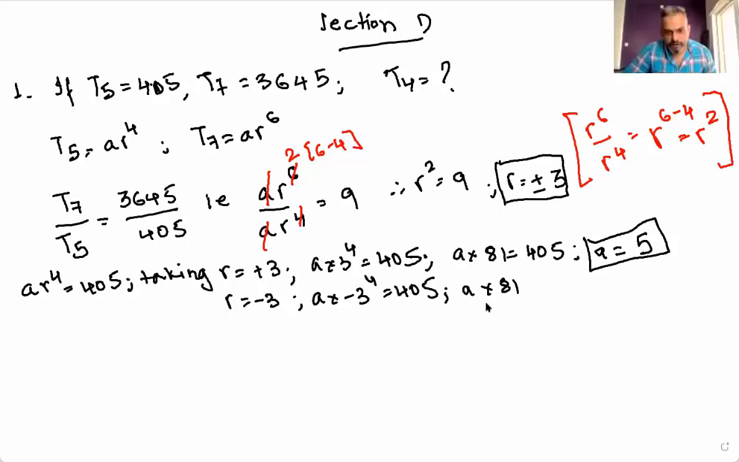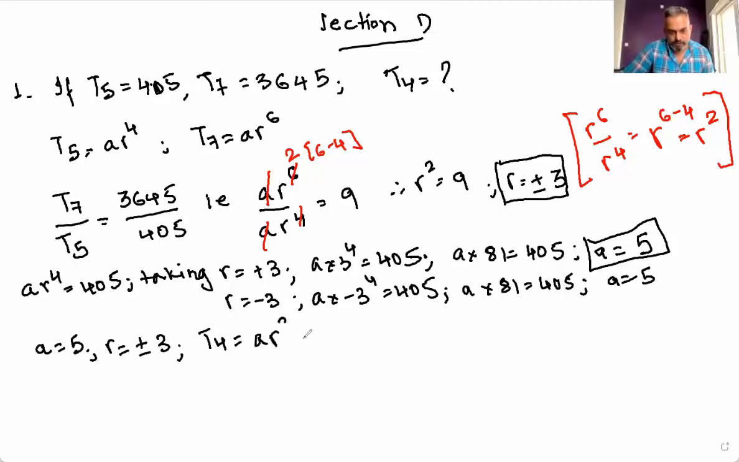Okay. So again A into 81 because minus 3 into minus 3 into minus 3 into minus 3. Minus into minus into minus into minus becomes plus, 405. So therefore A is equal to 5. So now we have got A is equal to 5, R is equal to plus or minus 3. We have to find T4. So T4 is equal to A into R raised to 3.